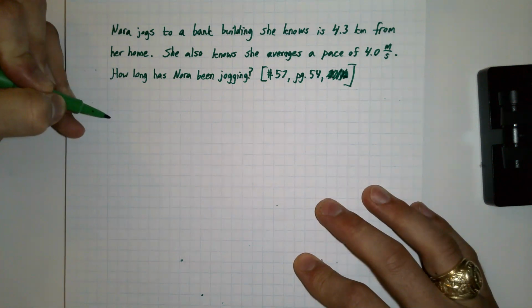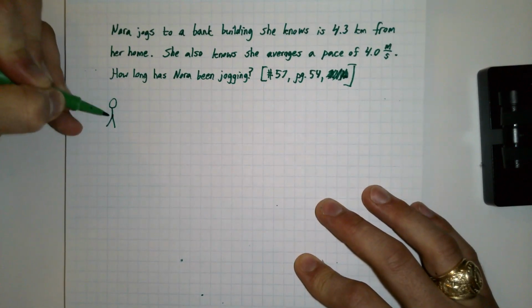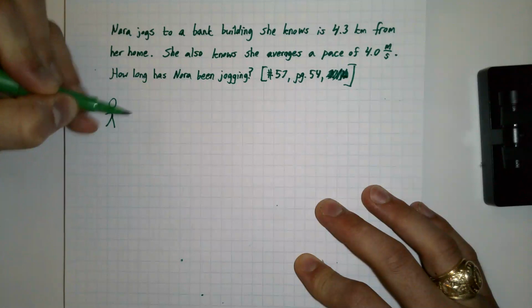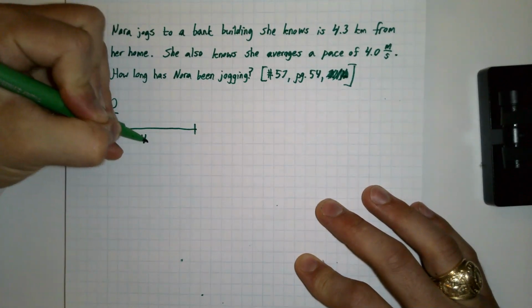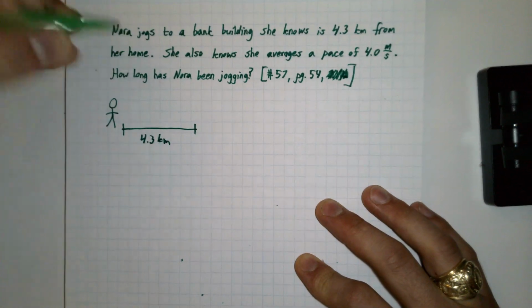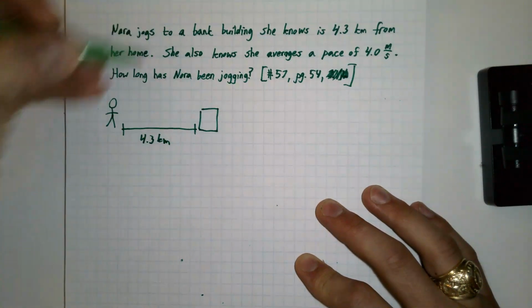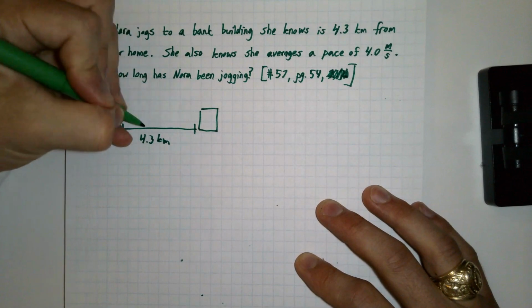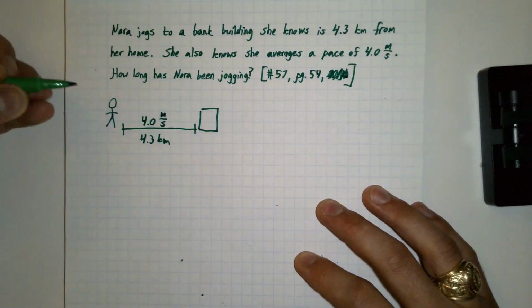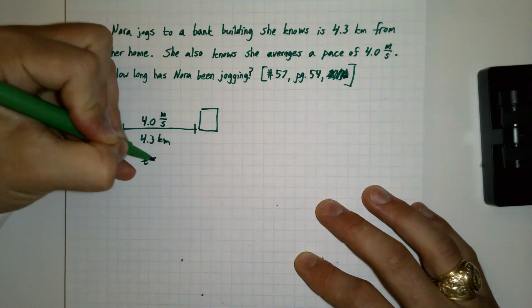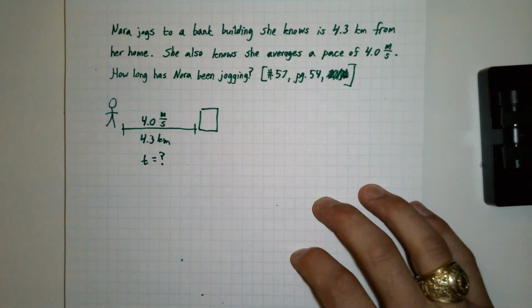We can imagine this as a bit of a picture. Here's Nora, right? And she's been jogging along some distance, right? This distance is 4.3 kilometers, and that's the bank building that she gets to. She knows that her speed in doing that is 4.0 meters per second. What she wants to know is her time, how long she's been traveling.